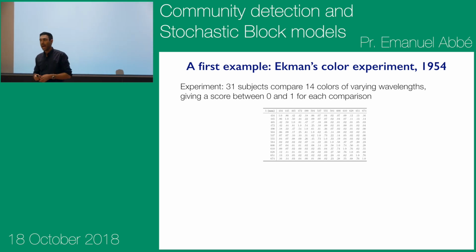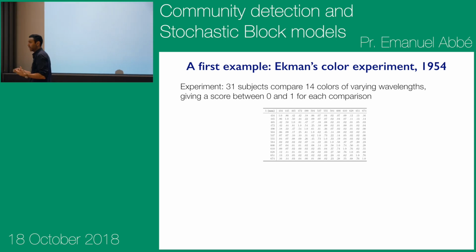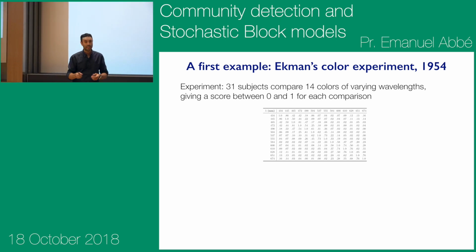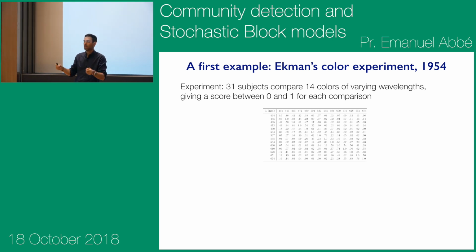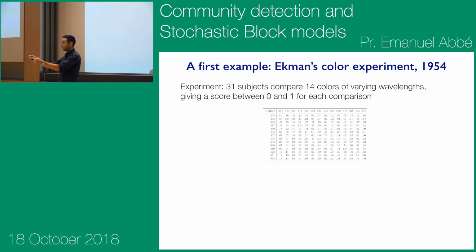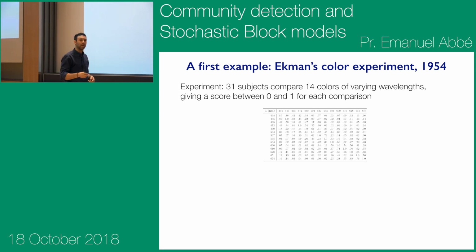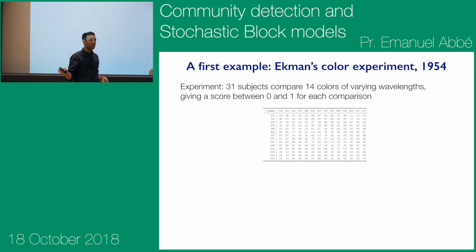And he asked each individual to give a number between 0 and 1 about how similar these two colors are. So I show you yellow and orange, and I ask you to give me a score. You say 0.8. I show you green and yellow, or blue and yellow, and you may say 0.2. And this varies by person.